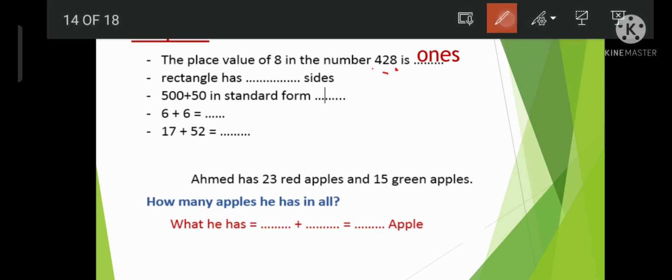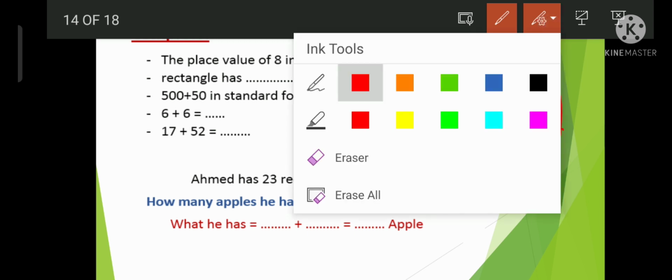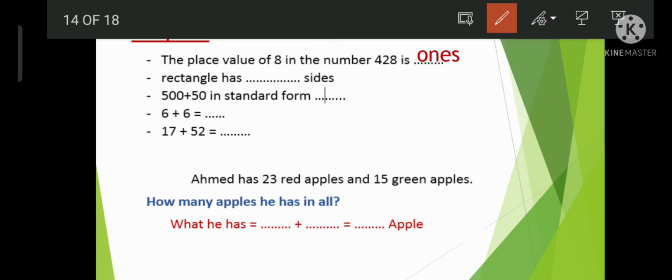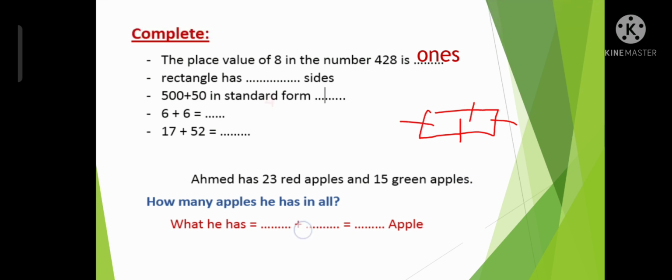Rectangle has how many sides? How many sides in rectangle? This is called a rectangle. 1, 2, 3, and 4. How many sides? 4 sides.